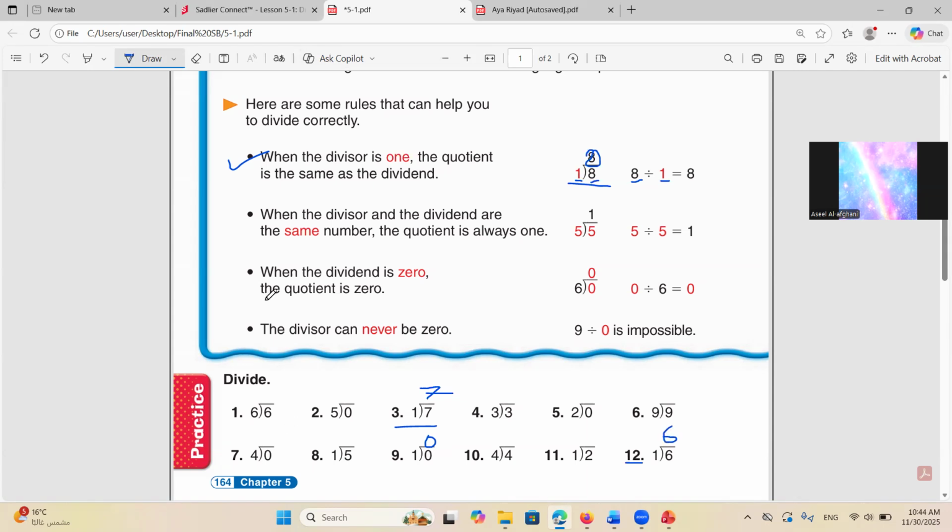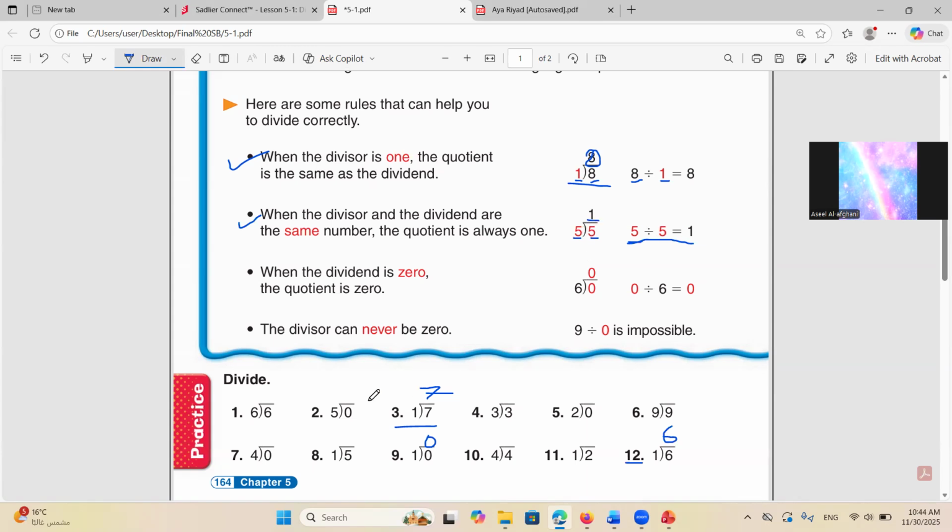Great job. When the divisor and dividend are the same number, the quotient is always 1. 5 divided by 5 is 1. A number divided by itself is always 1 because of what? 5 times what? We get 5. Of course, it's going to be 1. Cool. And in the long division, 5 divided by 5 by itself, I mean, it is 1.